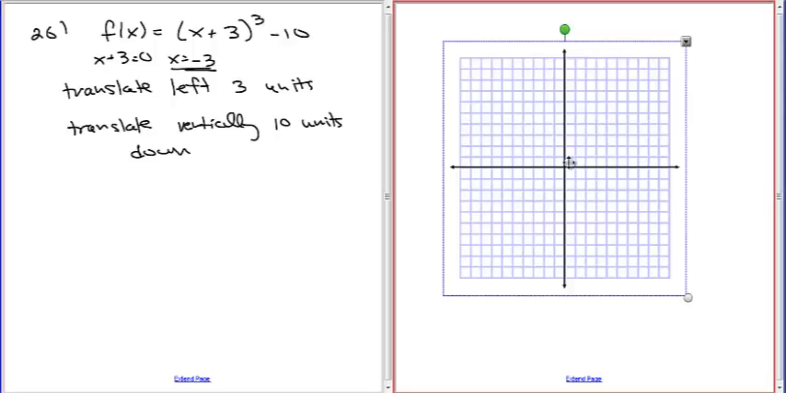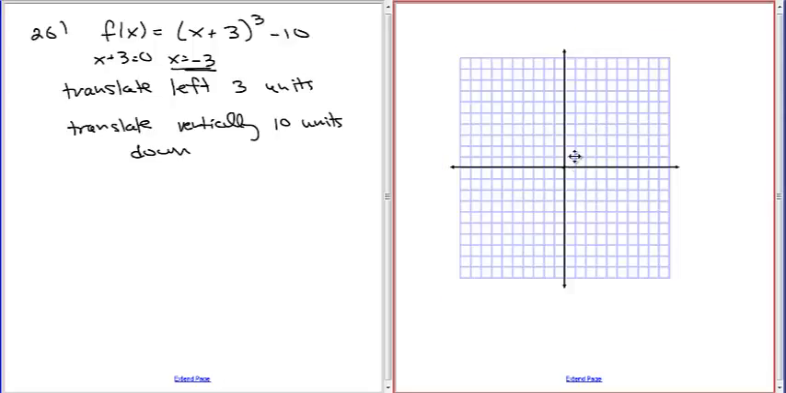So again, we start off with the parent function, the cubic. You go over 1, up 1, over 2, up 8, over 1, down 1, over 2, down 8. Okay, so that's our initial function. Then we're going to move to the left 3 units, 1, 2, 3. So there's my anchor point. Over 1, up 1, over 2, up 8, over 1, down 1, over 2, down 8. So that's it translated to the left.